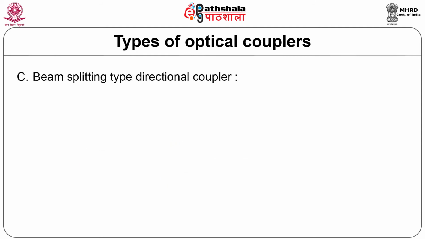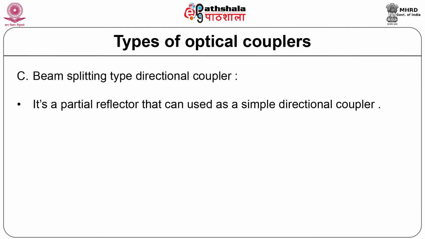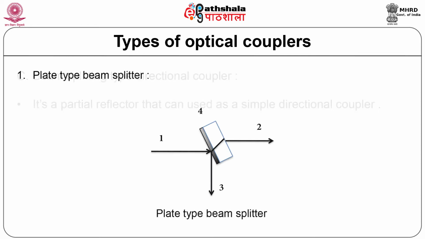Beam splitting type directional coupler. A partial reflector called a beam splitter can be used as a simple directional coupler for an optical system. The figure shows a plate type beam splitter and a cube type beam splitter.